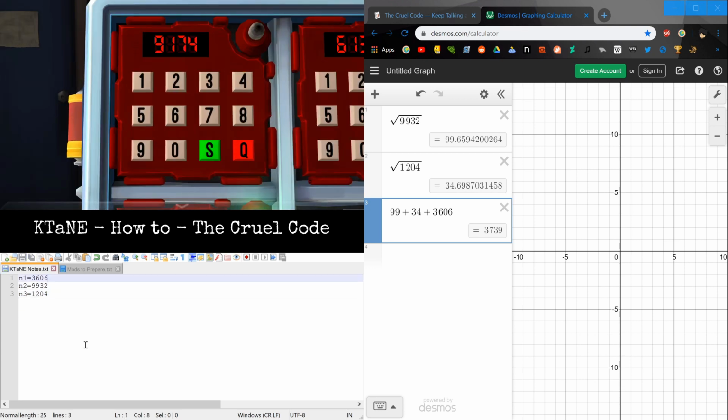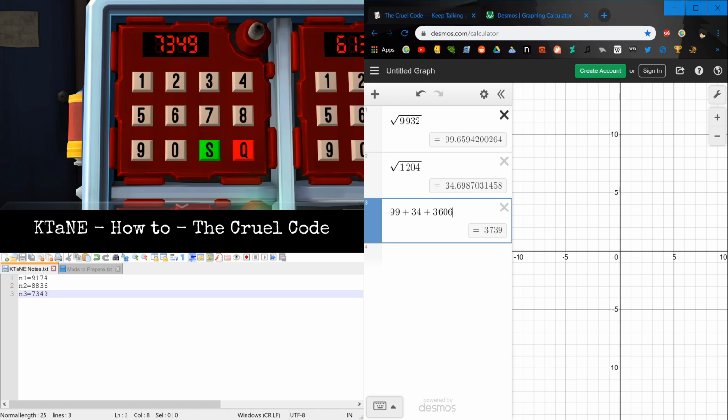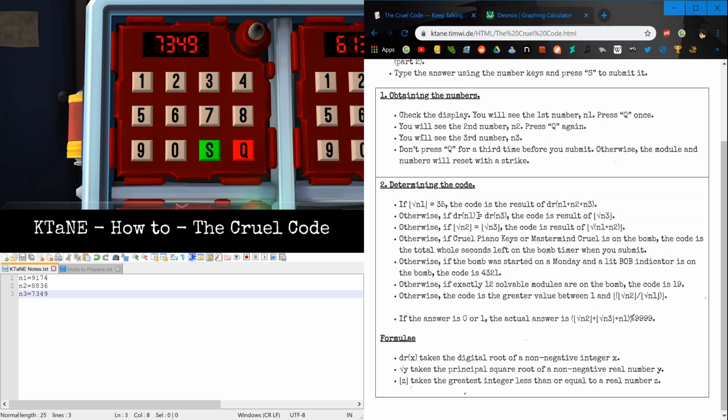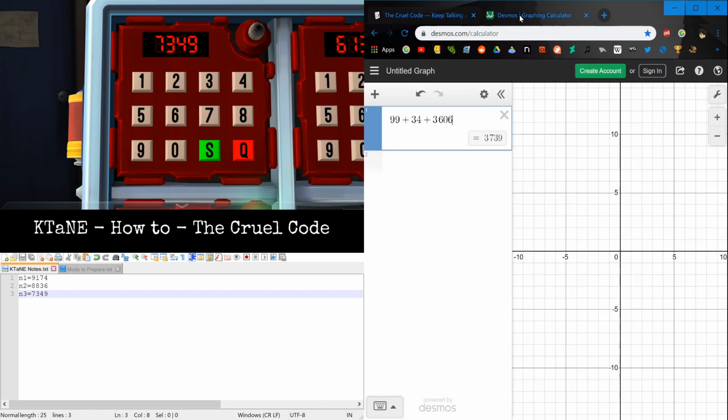Alright, here's another one. We have 9174, 8836, and 7349. I'm going to get rid of these. Alright, so let's go through these rules again. If the floor of the square root of n1 is 35, now here's another thing that you can do, I'm just going to type in 35 squared and 36 squared.